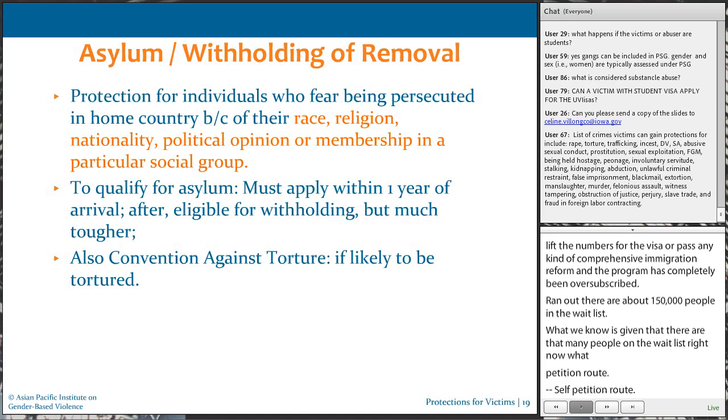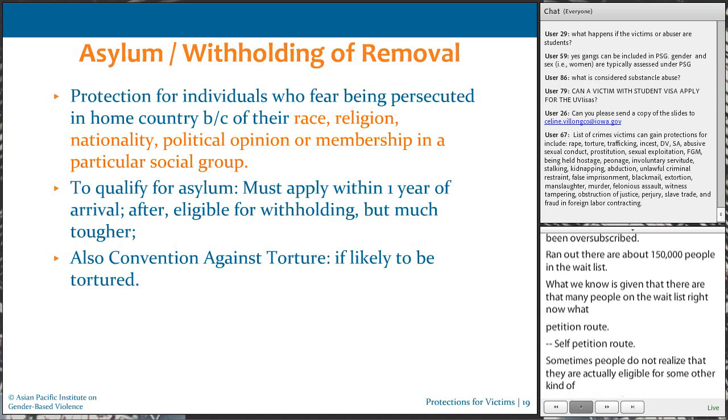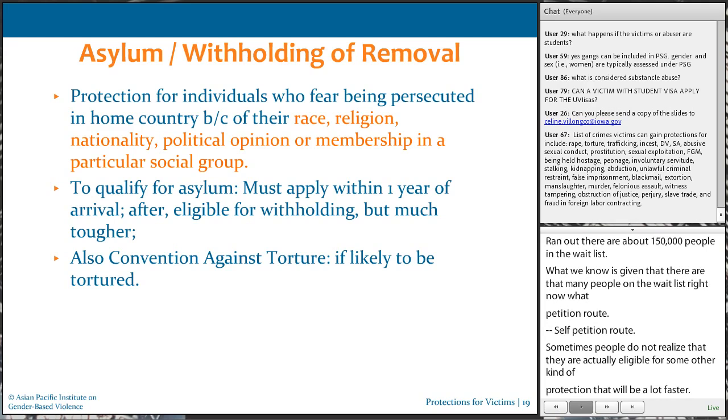Okay, I'm going to move on from the U visa, and we can talk about some of the practical implications as we go along. Okay, the next one is asylum or withholding of removal.